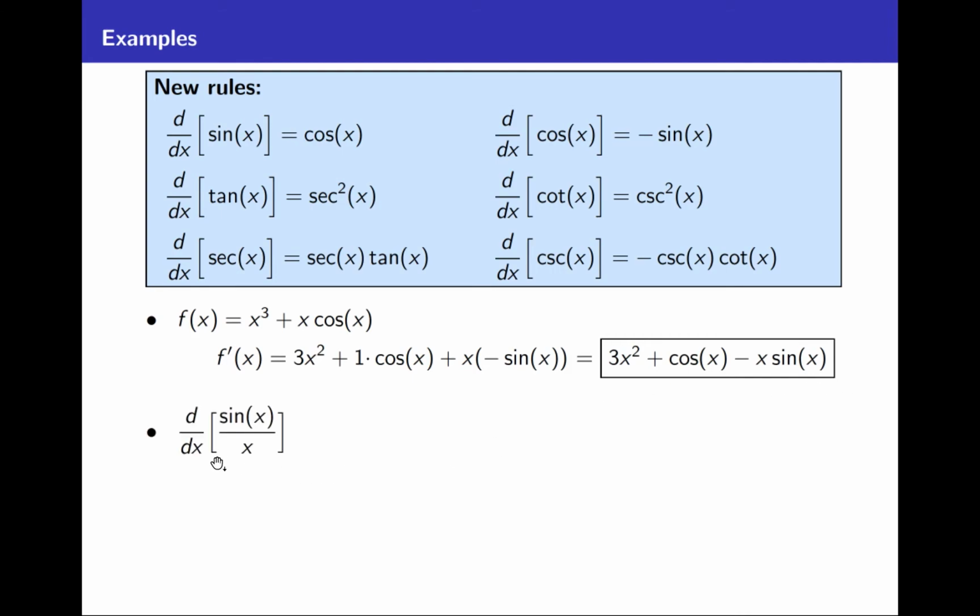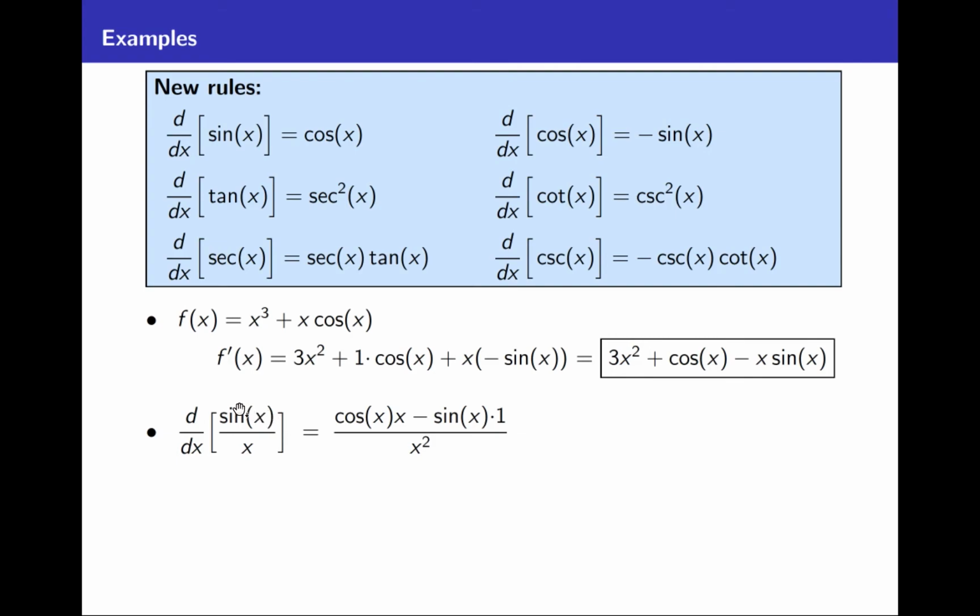For another example, take the derivative of sine of x over x. Now sometimes I'll have students who have the impulse to say this is 1 because the limit as x goes to 0 of sine x over x equals 1. But we're not taking that limit here. We're taking the derivative of this function, sine x over x. And to do that, we need the quotient rule.